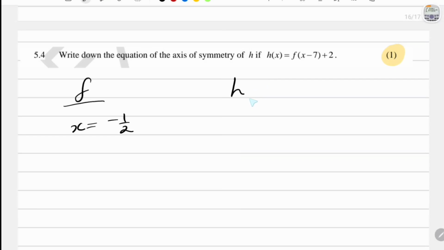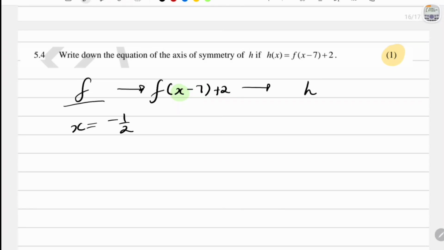How do we find the axis of symmetry of h? Well, we would have to know how we got from f to h. As you can see, they said f of x minus 7 plus 2. That's how we got to h. That's what we must do to get to h. So let's try and understand what this translation is. What does it mean? So this translation says x minus 7, meaning where we see x, we subtract 7 from it. Okay. Now, what does that actually mean?